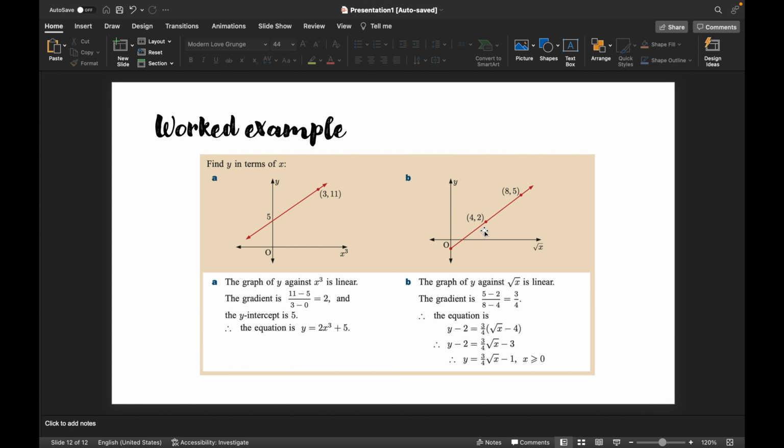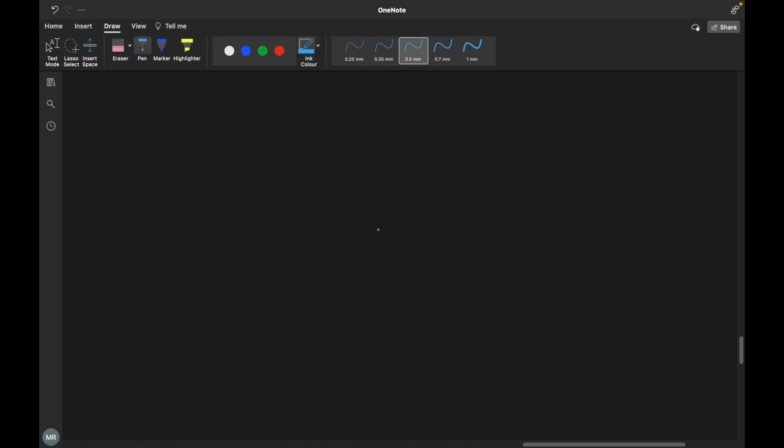We'll look at the next example. They have done the same thing. They found the gradient first, which is 3 by 4. And then we don't have the y-intercept, so we'll just use one of the points, and we find the gradient intercept form by doing y minus y1 equals m into x minus x1. So when you simplify it, you get this. Instead of writing x, you have to write the square root of x. So that's pretty simple.